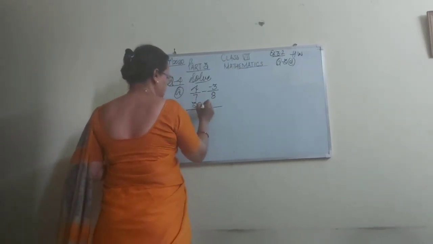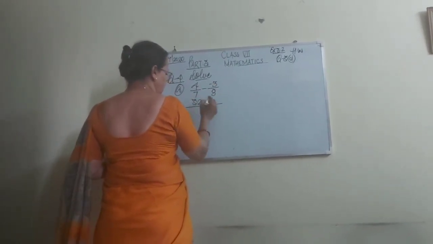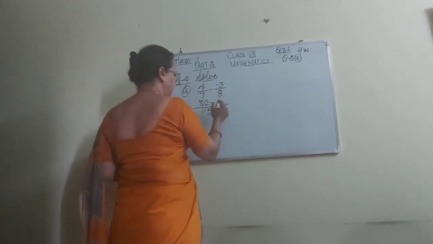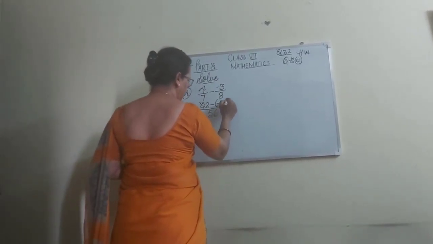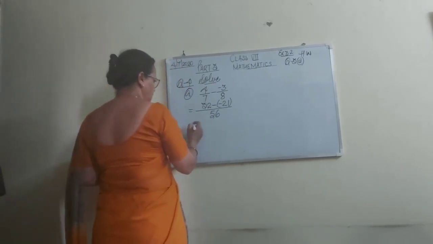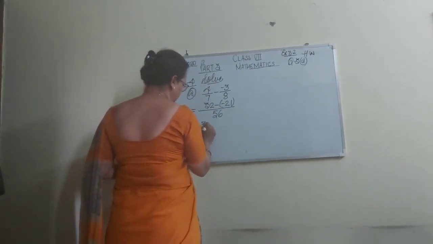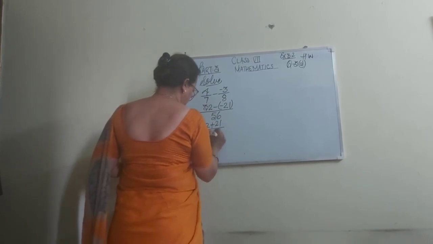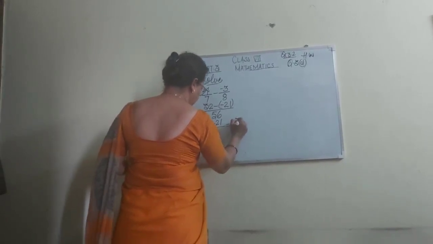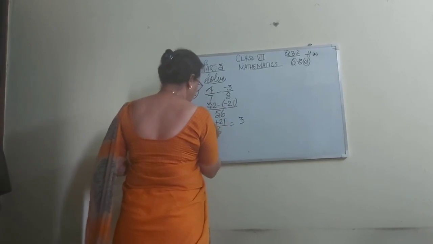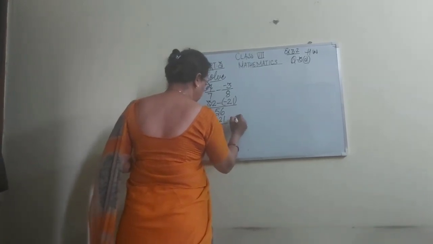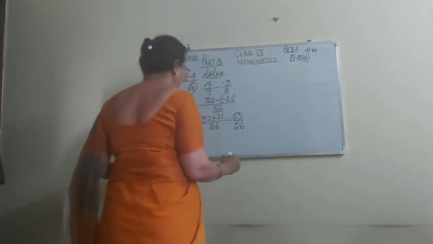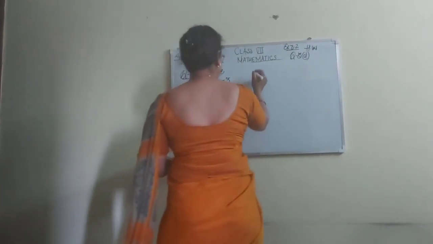Okay, this is minus and this is minus. 56 divided by 8 is 7. 7 multiplied by minus 3 is minus 21. That's right. So what will it be? 32 plus 21 upon 56. So what will it be? 2 plus 1 is 3 and 3 plus 2 is 5. 53 by 56. This is the answer of the A part. Okay, B.